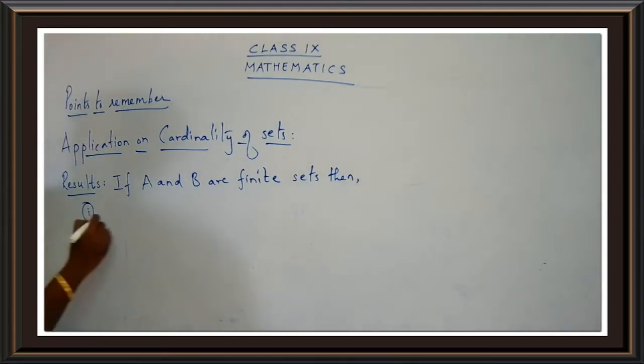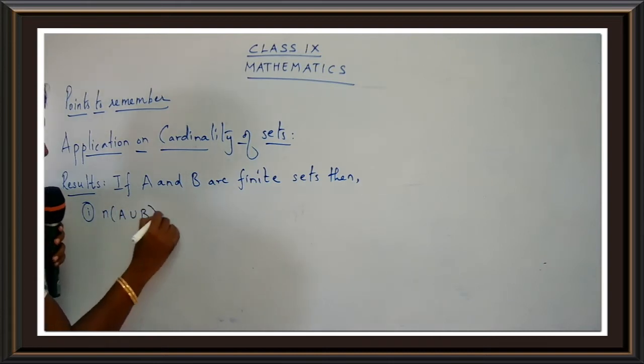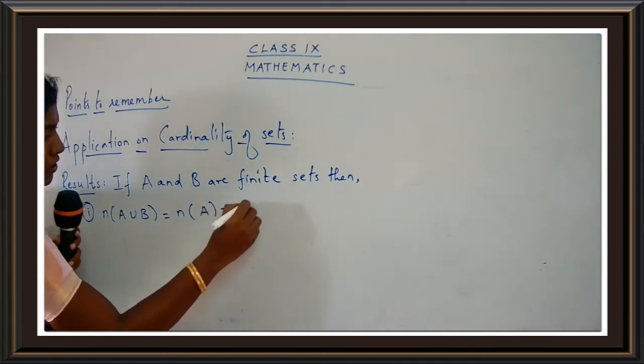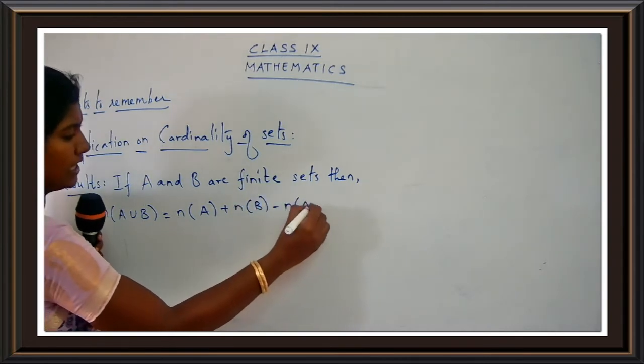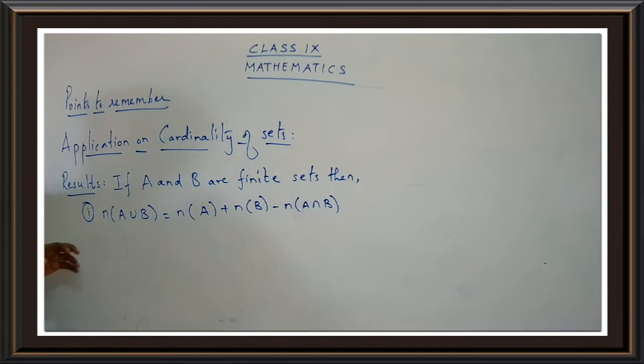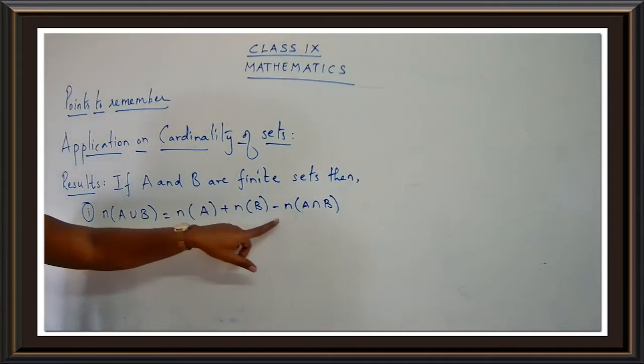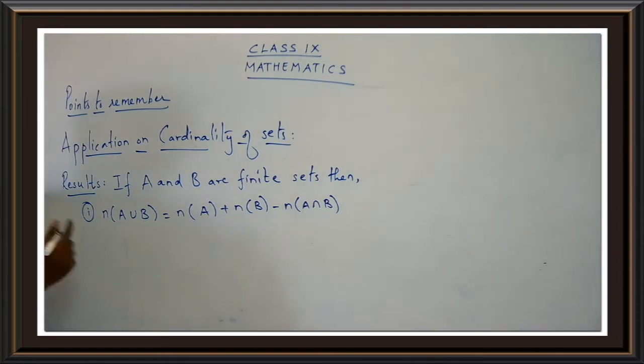The first one is n of A union B is equal to n of A plus n of B minus n of A intersection B. Remember this formula. We will be using these formulas for solving our sums. So what is the first result? N of A union B. Here what is the meaning of n? N means the cardinality. That is what we have given as a heading, application on cardinality. So mostly everything deals with the cardinal numbers. So n of A union B is equal to n of A plus n of B minus n of A intersection B.